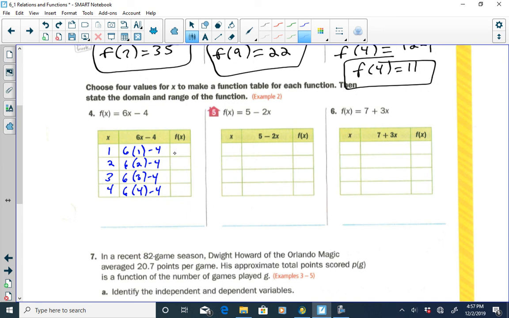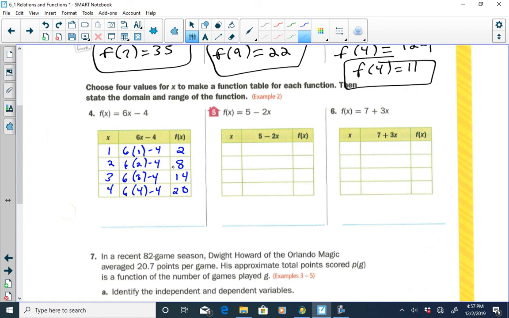6 minus 4 is 2. So when the input is 1, the output is 2. 6 times 2 is 12. 12 minus 4 is going to be 8. 6 times 3 is 18. 18 minus 4 is 14. And then 6 times 4 is 24. Minus 4 is 20. So when our input is 1 with this function, our output's 2.